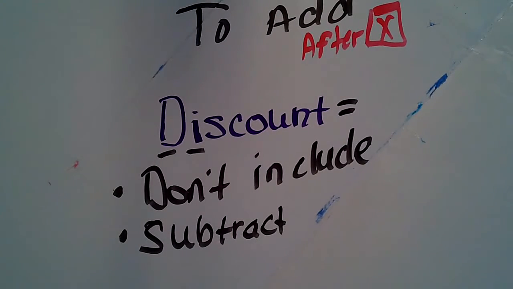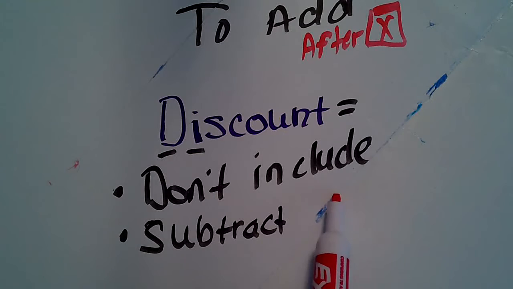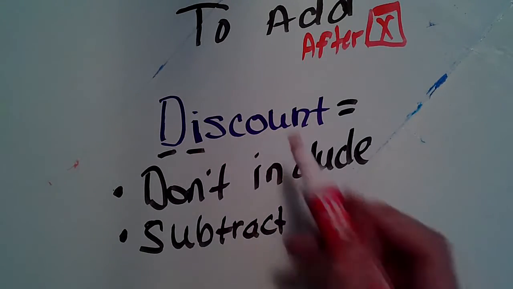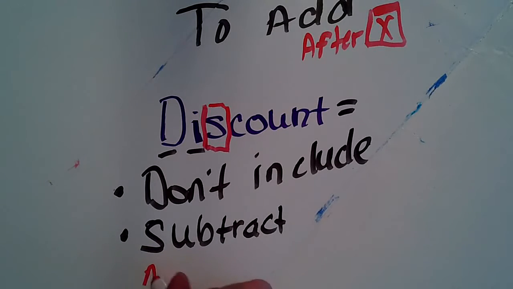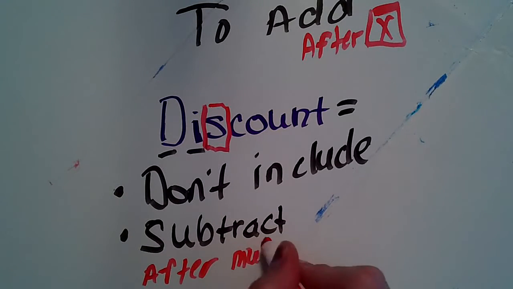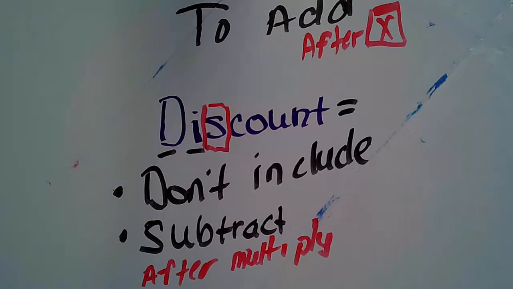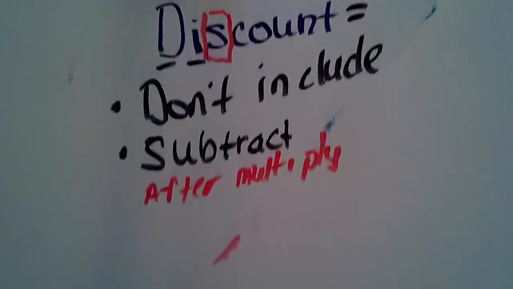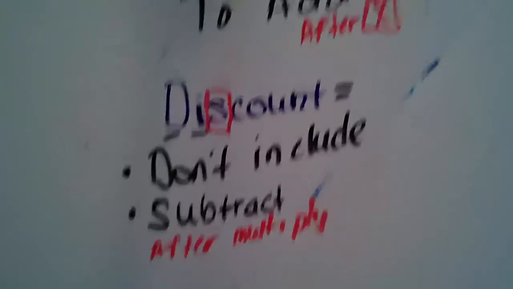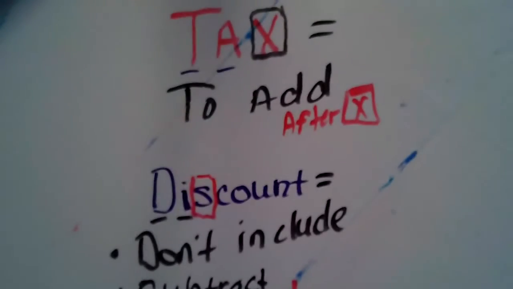Discount, notice I underlined the D and the I, don't include, you see that S? Subtract after multiplying. And so these are some really cool mnemonic devices that can really help you navigate discount and tax. And so I'm going to come up here again and let you guys see what that looks like.